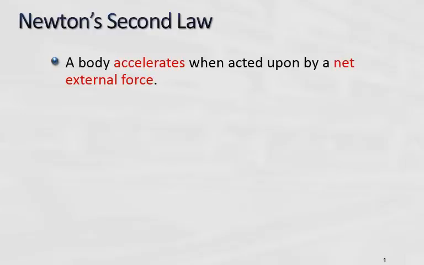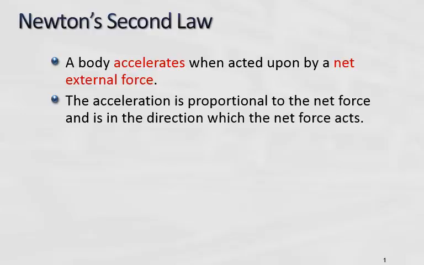With Newton's second law, a body accelerates when acted upon by a net external force, and the acceleration is proportional to the net force. You double the force, you double the acceleration, or you triple the force, triple the acceleration, half the force, half the acceleration. And it will also be in the direction the force acts. So if you have a mass, like a box here, and the net force is to the right, it's going to accelerate to the right.